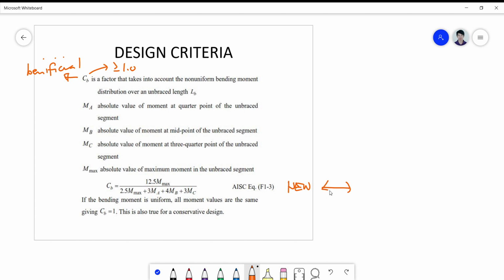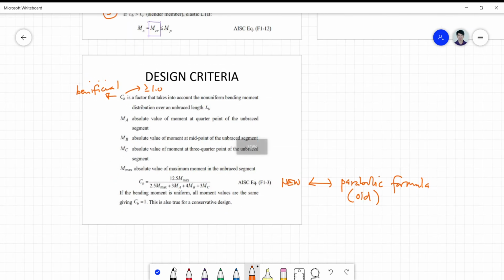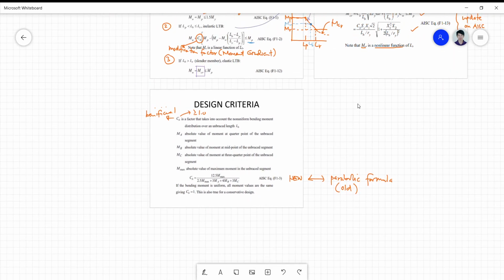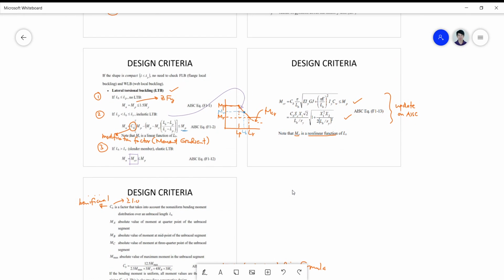Parabolic formula, which is a very old formula to compare with. So in our example problem, I will introduce to you the formula for the sake of comparison. For now, let me end my lecture on a laterally unsupported beam at this point. Thank you very much for listening.